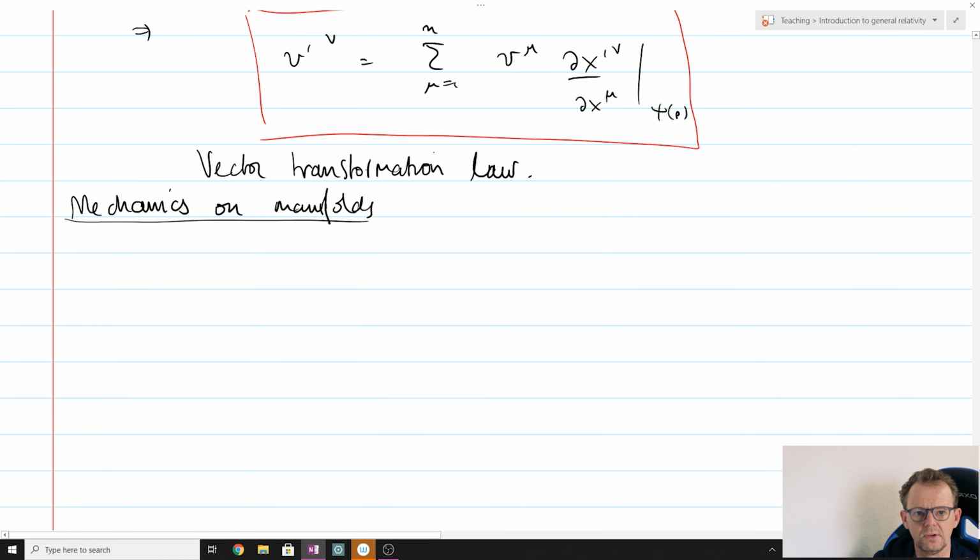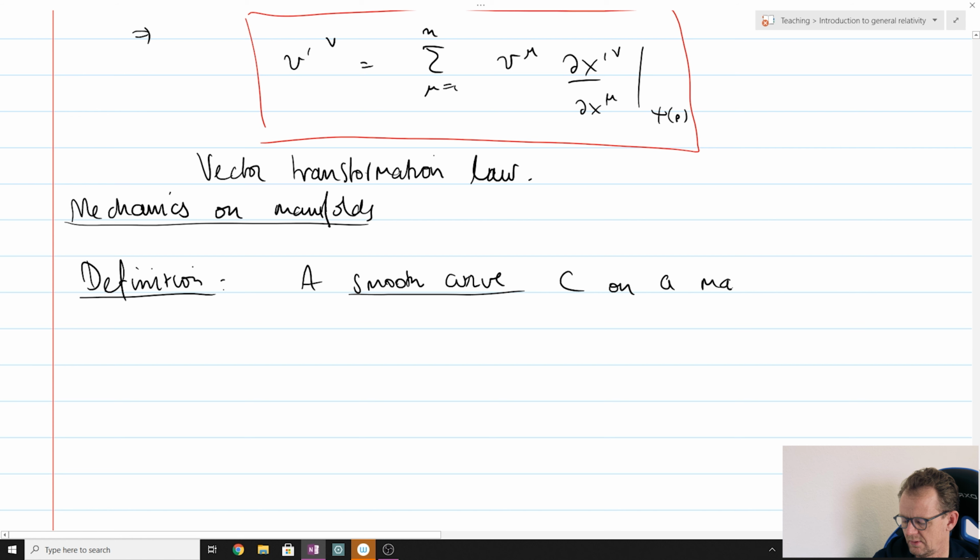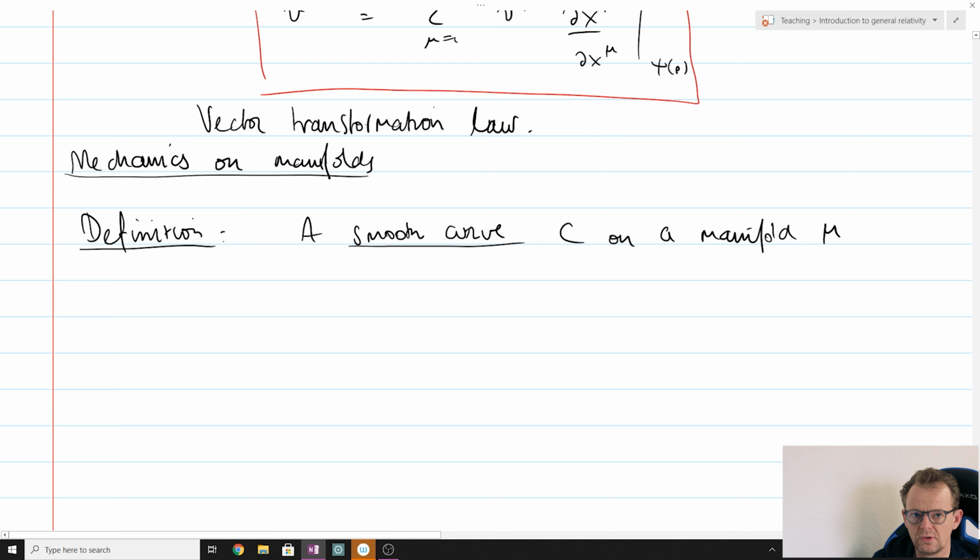So to do mechanics, you need to have the notion of a trajectory of a test particle. A trajectory is none other than a smooth curve. So we have a test particle moving in a manifold M, and we need a notion of a smooth curve that it follows. It doesn't have to be smooth, but we're going to stick with smooth throughout this course. It is a C infinity map C, which goes from R into M, or an interval thereof.